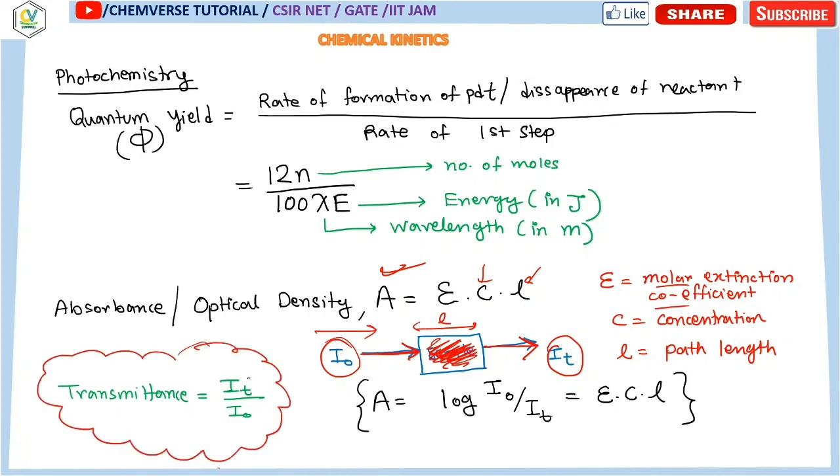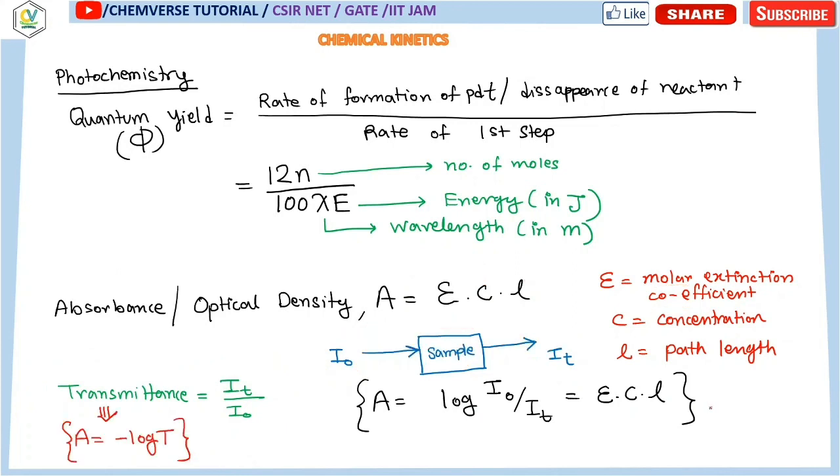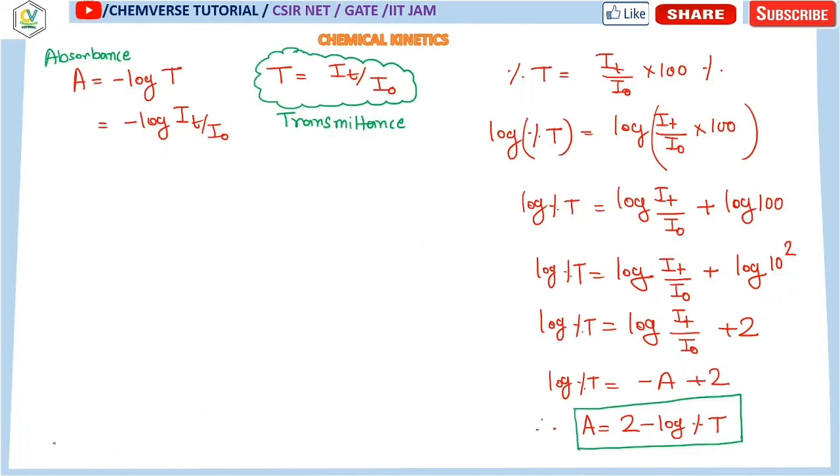Transmittance is nothing but the intensity of the transmitted light divided by the intensity of the incident light. From this expression you can see that log I0 by It is the expression for the optical density or absorbance, which is equal to epsilon Cl. Now you can easily say that absorbance A is nothing but minus log T. So in this slide we have the transmittance value and the percent transmittance value. The relationship between the percent transmittance value and the absorbance is: A equals 2 minus log percent T.